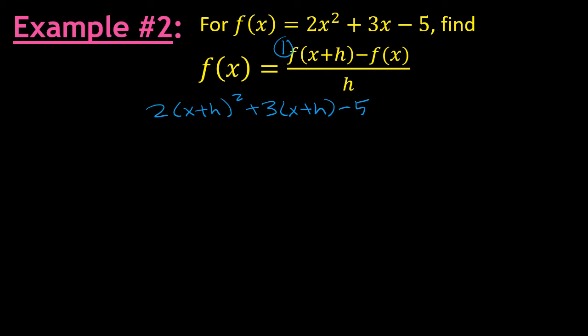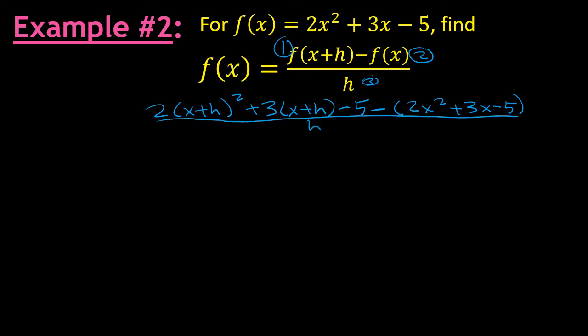Step 2, subtract the original function. So I'm going to subtract 2x squared plus 3x minus 5. And then step 3 is to make sure you bring down the divided by h. And no, you can't leave that step out until the very end. You have to bring it down every single time.